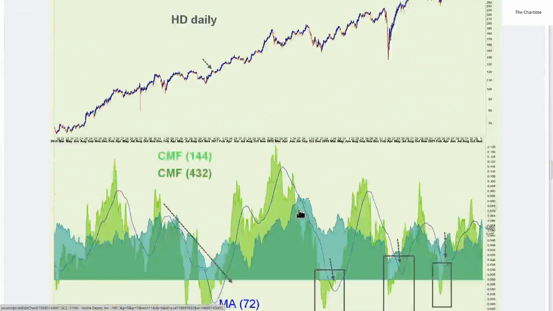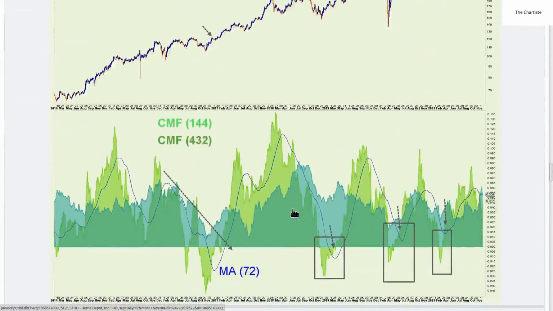And the answer is a moving average. You put a moving average on the slow indicator. You put a moving average on the fast indicator, usually half of the length of the indicator. If you have CMF 144, you put MA 72. You may use another proportion, you may use a Fibonacci proportion, you may use 1/3. But look at what exactly happens.